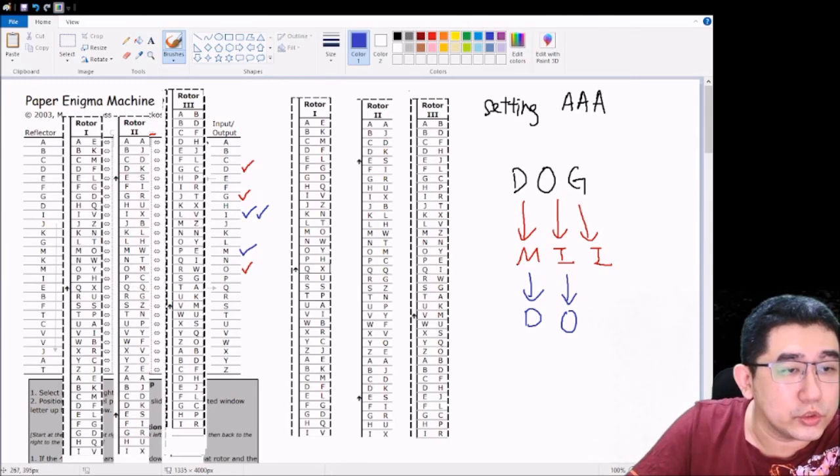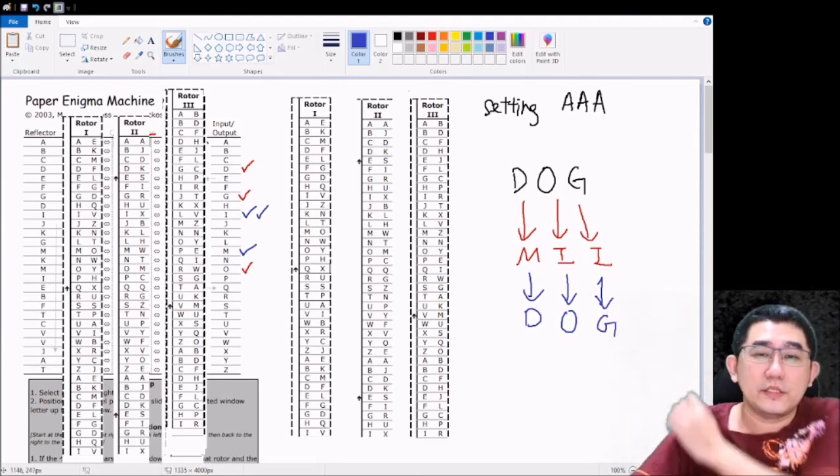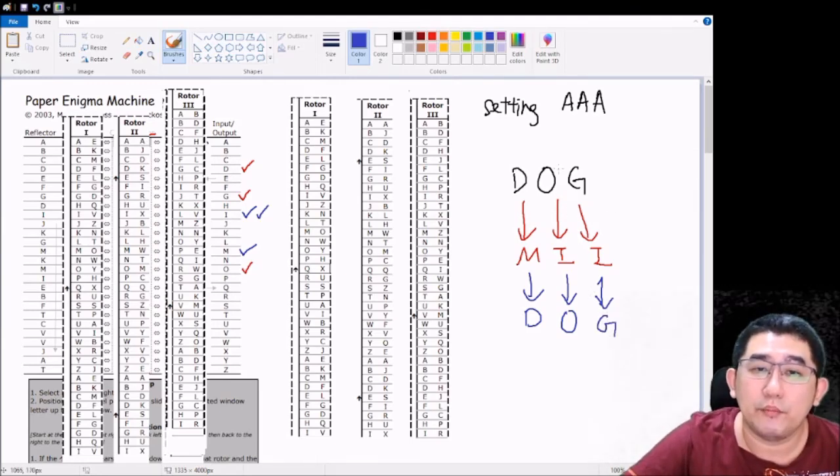Goes to Q, goes to T. Where is the other T? The T is over here. Then comes to G. So we have successfully decrypted the message MII back into DOG.